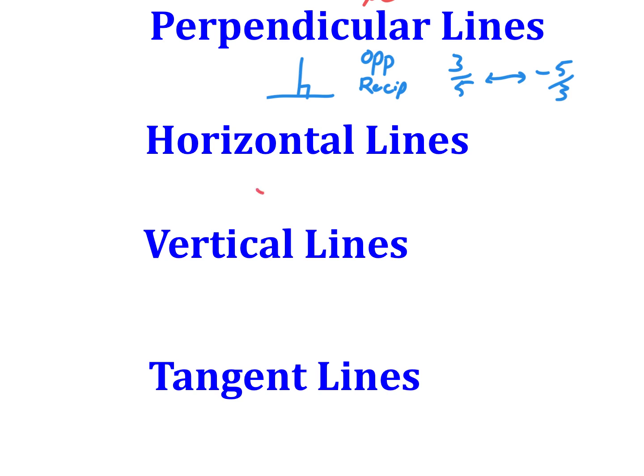Horizontal lines, as discussed earlier, always have a slope of 0. Vertical lines have an undefined slope.